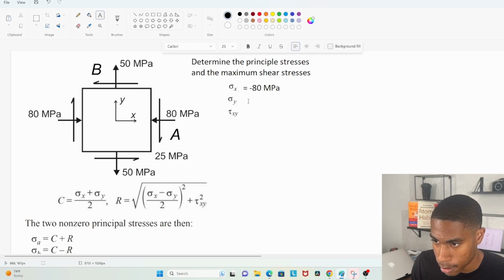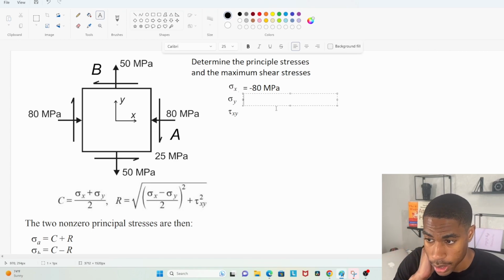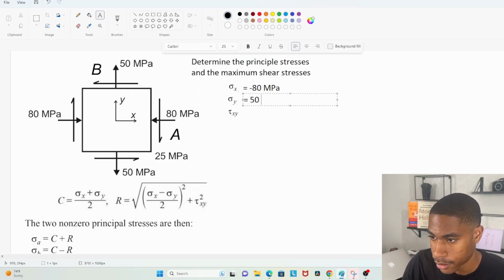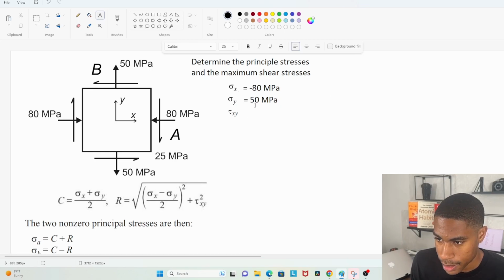Okay, what about my Y? A normal stress Y. That is going to be a positive because it's pointing outward. And if you ever get confused about signage, always refer back to your manual. The manual shows you which way should be positive and which way is negative. Okay, what about my tau XY? It's going to be 25 megapascals.